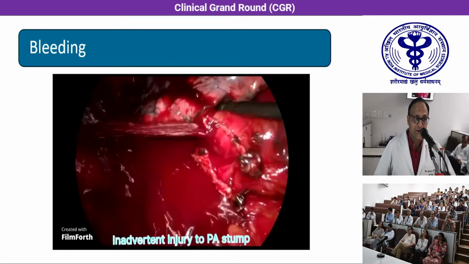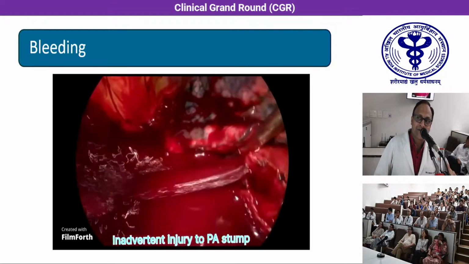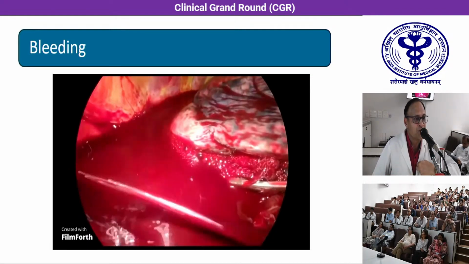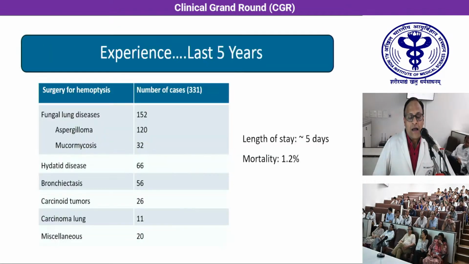So we were doing sublobar resection, and this is what we see. Now this is one thing which is kind of periphery, and then you can control it. But at times it will just go boom, and everything is kind of smeared there.